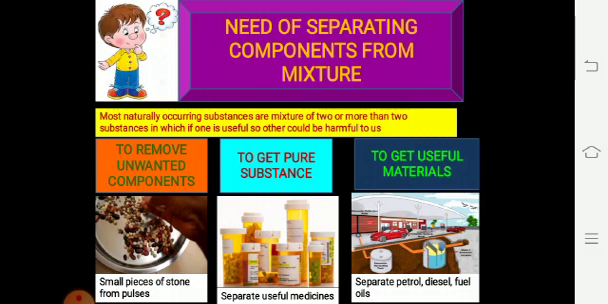Students, in our nature, there are a lot of medicinal plants from which we get medicines. But the medicine is made up of particular useful chemicals that are present in our nature. So we have to separate those useful chemicals from the harmful chemicals. So after that we get pure medicines. Next is to get useful materials like petrol, diesel, fuel oils, etc. So all these are also obtained from nature.